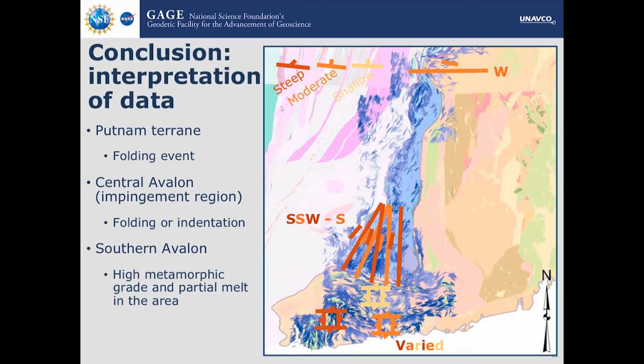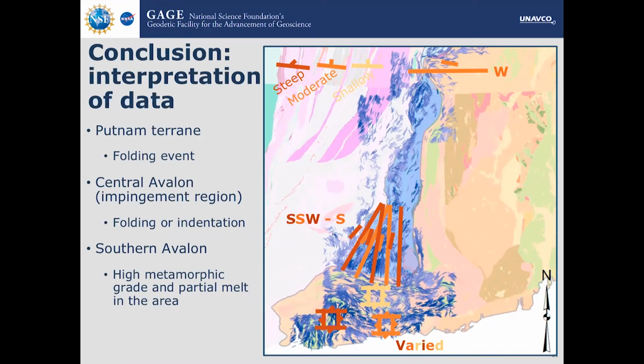And for the southern Avalon terrain down here, the strike and dip vary, and not only do they vary, but they follow points of curvature. So you can kind of see the swirly appearance in the lower half here, and that we suspect is due to high-grade metamorphism, as well as partial melt in the area.